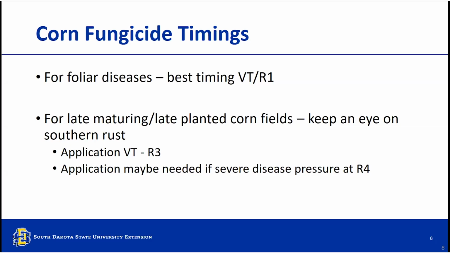So if you're seeing the disease out there, you've had problems with it in the past, and the environment is saying, yep, we need to be applying fungicide, then VT, so tassel up to R3 stage of growth, would be that ideal sweet spot for southern rust control. R4 would be if disease pressure was severe, because now we're at the dent stage and things are starting to get a little late. So R4 is really up in the air as to how bad it is out there.